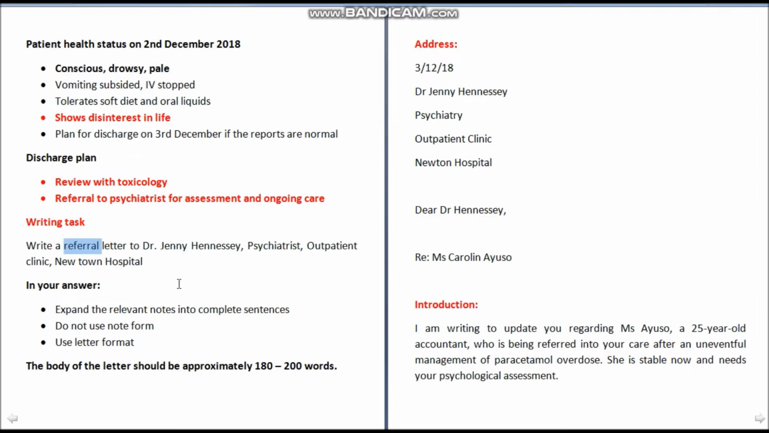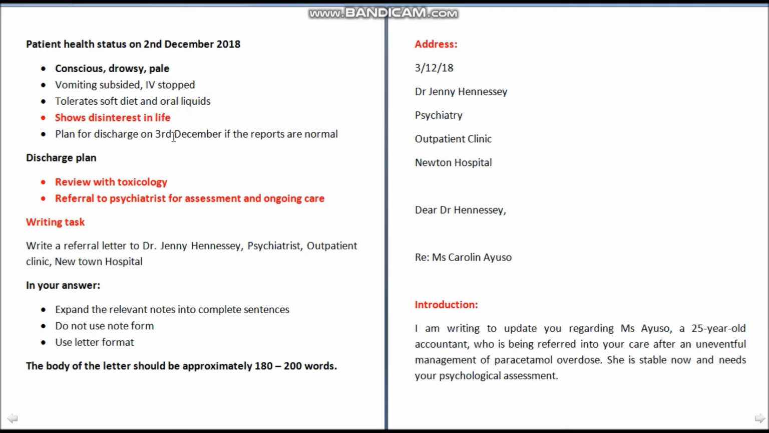After doing this, we will move just above the writing task. So we will read the recent one. What is the patient health status on the 2nd of December 2018? Patient is conscious and drowsy, and pale as well. Patient vomited, tolerates soft diet and oral liquids, and the patient shows disinterest in life. Please keep in mind the important information which we have to include in the letter. I have given them red color.